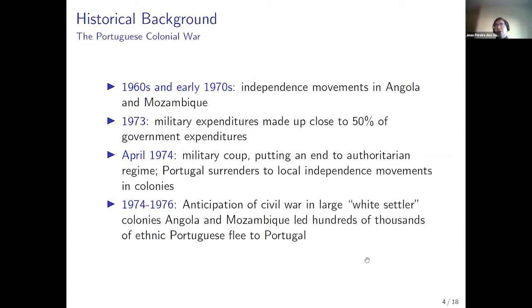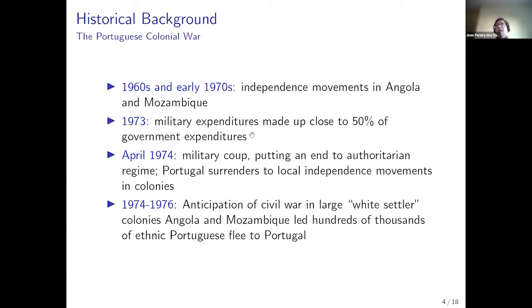Just very quickly, some background. In the 1960s and 1970s, colonial wars started in Angola, Mozambique, and other Portuguese-speaking areas in Africa. In the years before the revolution in Portugal, military expenditures on these wars made up close to 50% of government expenditures. So this was a huge effort, having a war playing out in 3 or 4 theaters of operations. And then to finish this war, there is a military coup in Portugal that is known as the Carnation Revolution.